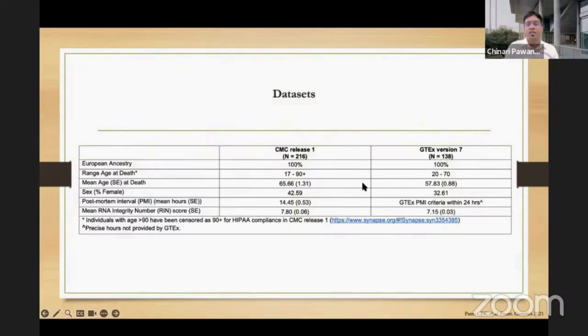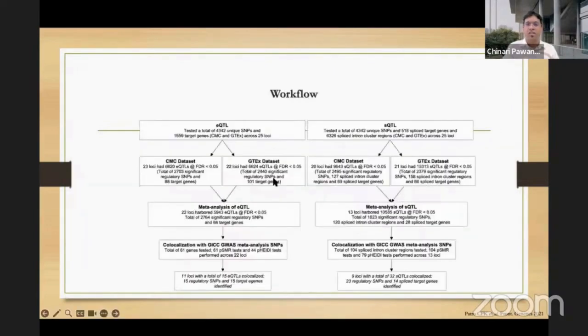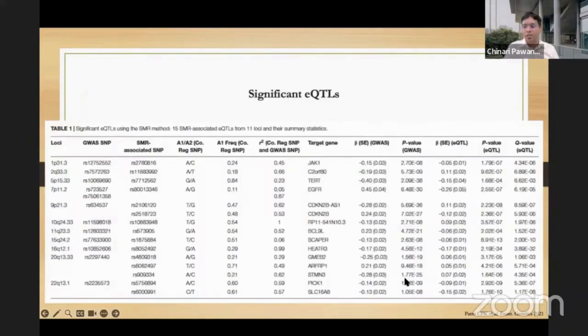And as you could see, the age range was very diverse, and we studied all the different populations that were available to us. And we had a very streamlined workflow that we used for both expression and splicing. Basically, we analyzed two different datasets, we meta-analyzed them, we combined them, then co-localized with a GWAS dataset. And at the end, we identified 15 eQTLs and 32 splicing QTLs.